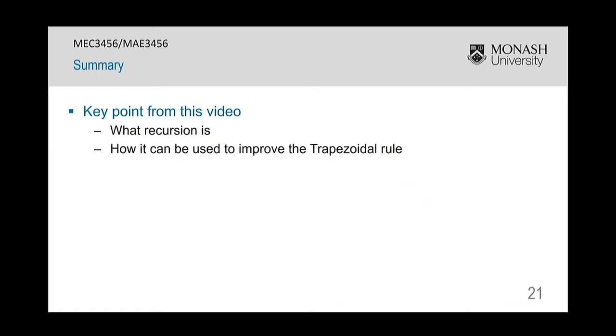The key point from this video is what recursion is. And recursion is basically going through the same process at different levels using the results that you've already got. And in particular here, how can we use recursion to improve on the basic trapezoidal rule? Now, it doesn't give us a better estimate of the integral, but it does cost us less computational effort. We're going to move on a little bit later and come to some even more sophisticated techniques that actually improve the order of accuracy as well.